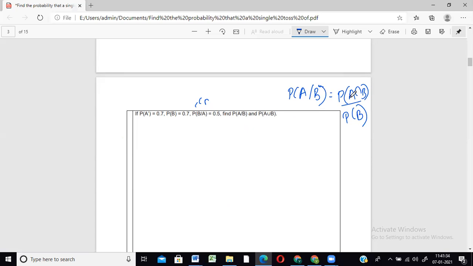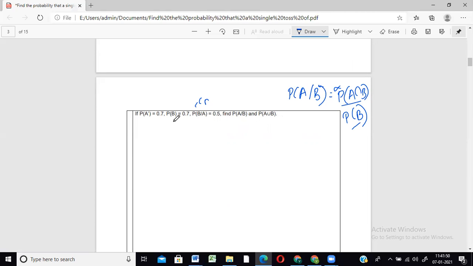Now these two things, what all do we need? We need probability of A intersection B. Is it given? No, this is not given. Is probability of B given? Oh yes, this is given. So we just have to find out this one thing, probability of A intersection B. How will we find out probability of A intersection B?